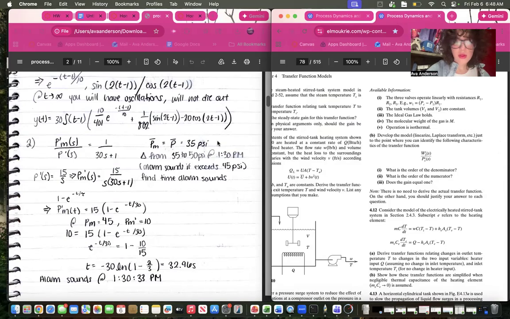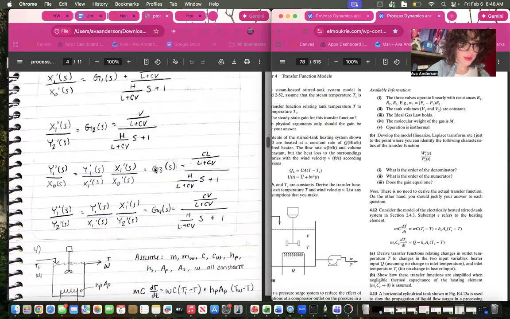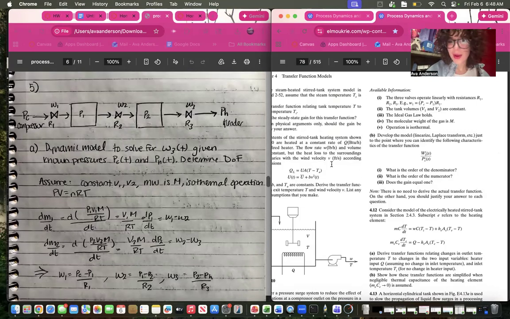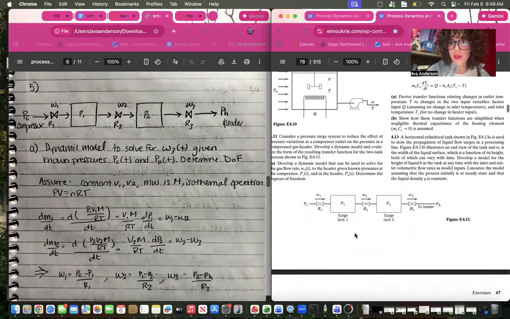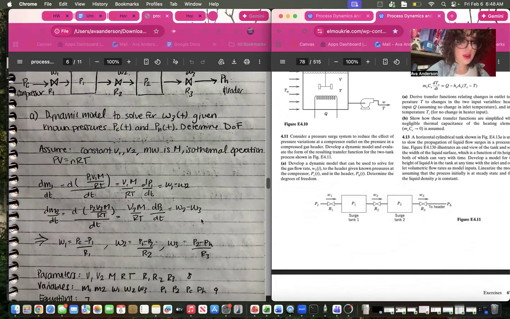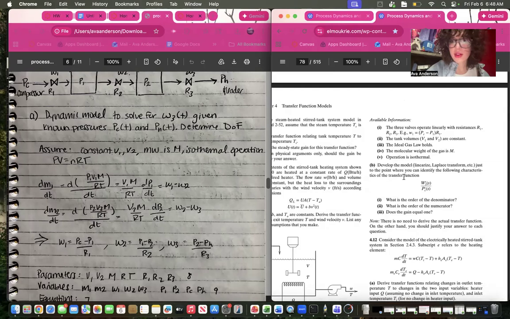Yay! Most of these problems were hard for me, so we're gonna go with 5 as being the one that we're gonna talk about. But this is what we're looking at. It's a pressure surge system. It's trying to reduce the effect of pressure variations at a compressor outlet on the pressure in a compressed gas header. We're trying to find a dynamic model to solve for W3 of T, given known pressures, and then determine degrees of freedom. So there are assumptions that it gives us.